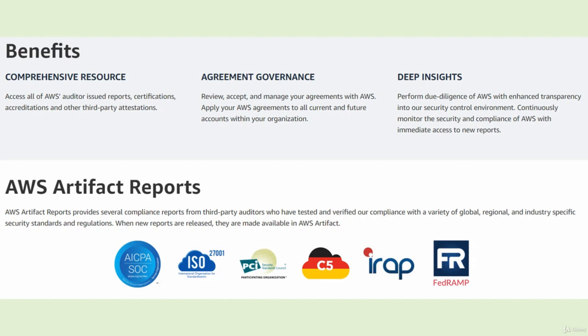You have the agreement governance to review, accept, and manage your agreements with AWS. You can apply your AWS agreements to current and future accounts within your organization. So you could be in a safe state, be it an NDA, non-disclosure agreement, and things like that. You could create those agreements or sign up on the existing agreements anytime you want. Then you have deep insights to perform due diligence of AWS and enhance transparency for a security controlled environment. You can monitor and secure the appliances with AWS with immediate access to new reports.